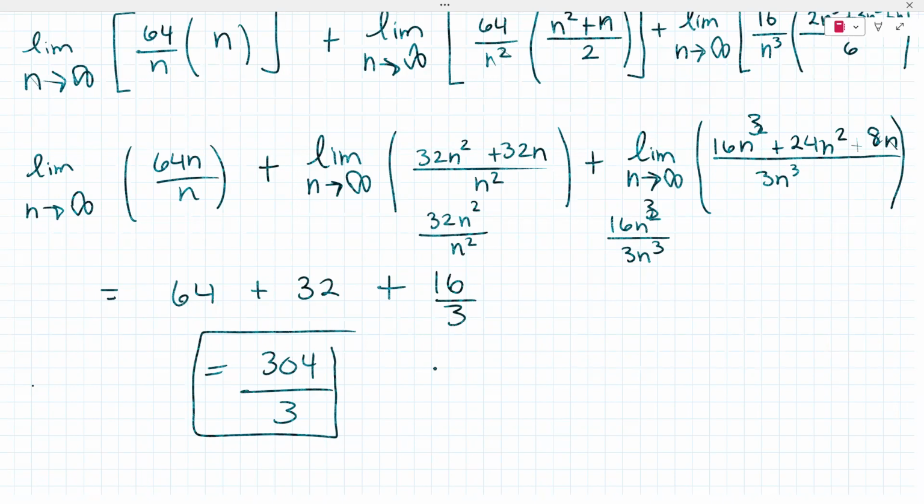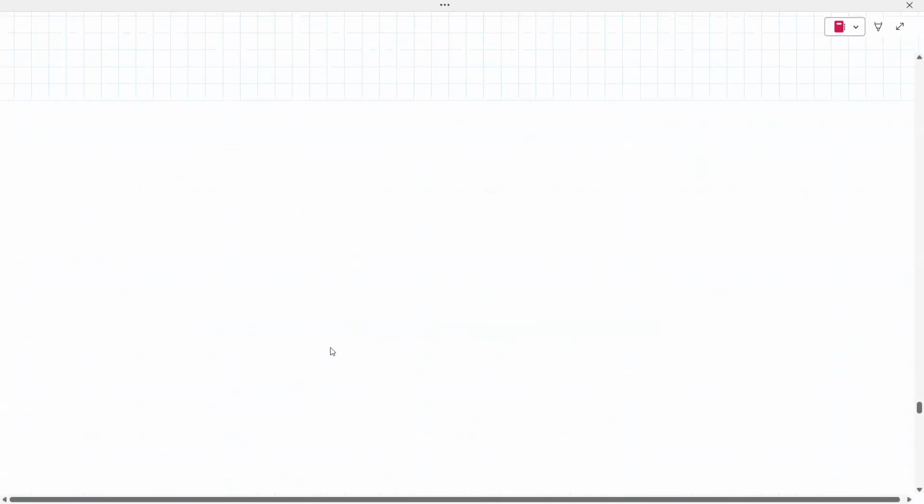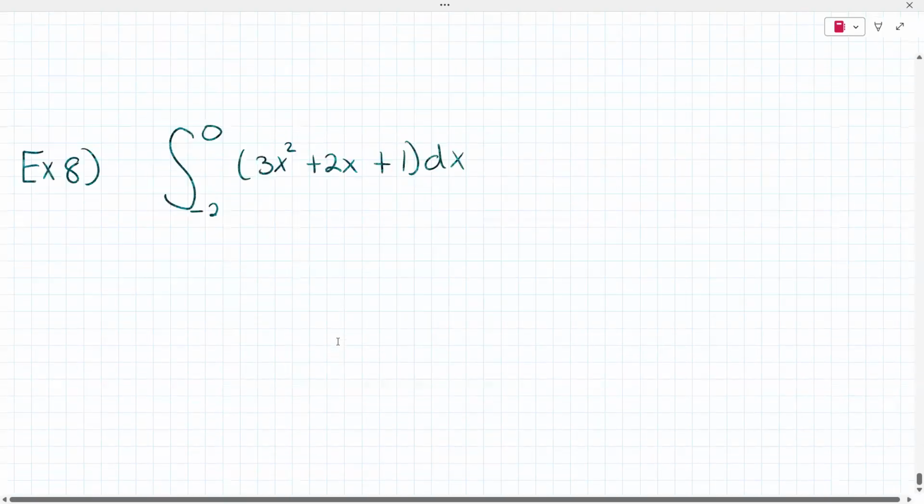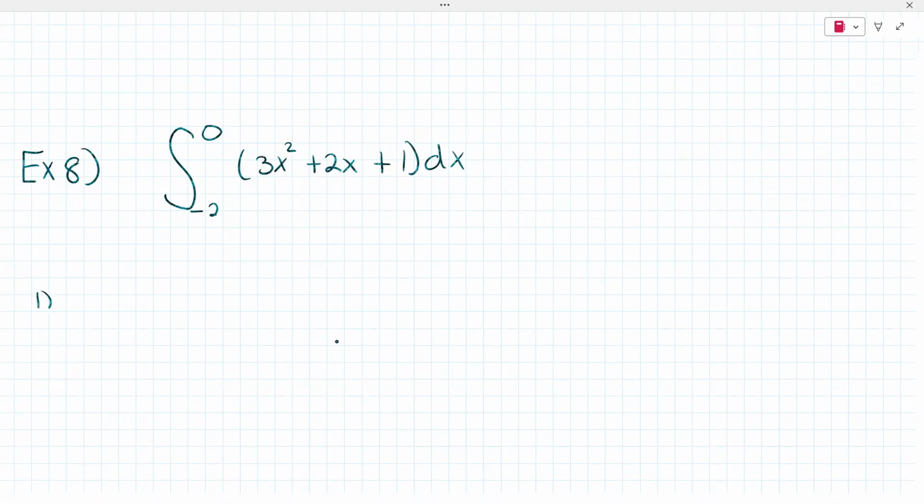Okay. Last one. So example 8, use the definition of the definite integral to evaluate. Step 1 is find your delta x. Your b is 0 and your a is -2. So 0 minus -2 all over n, that's 2 over n.